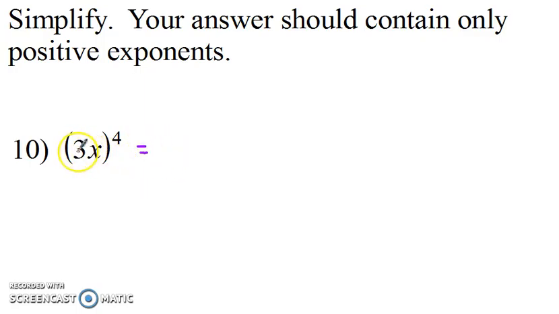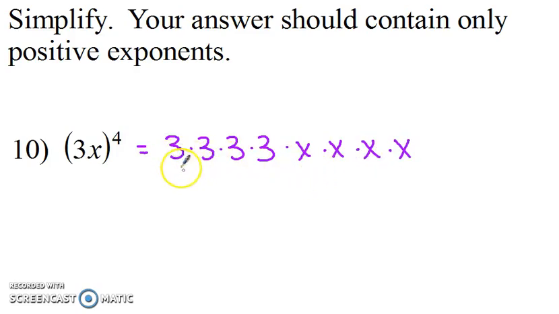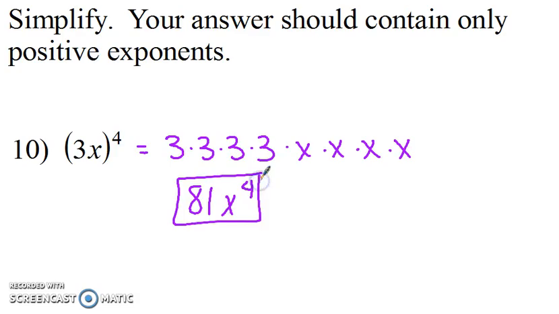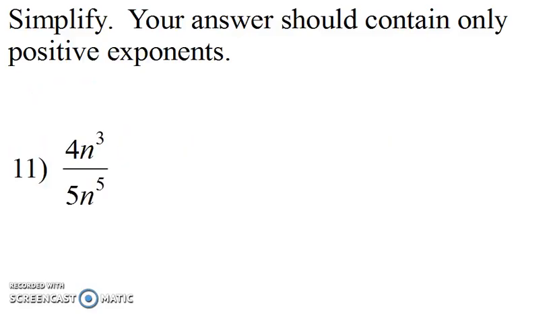All right, so long way, 3, 4 times. x, 4 times. So I get 3 times 3 times 3 times 3, which is 81, and 4 x's. So that's my answer. Shortcut. 3 to the 4th power is 81. 1 times 4 is 4.